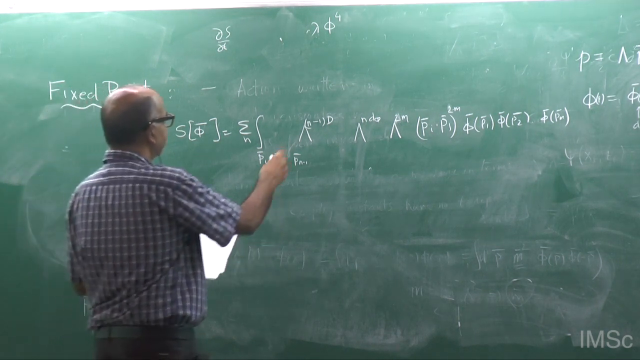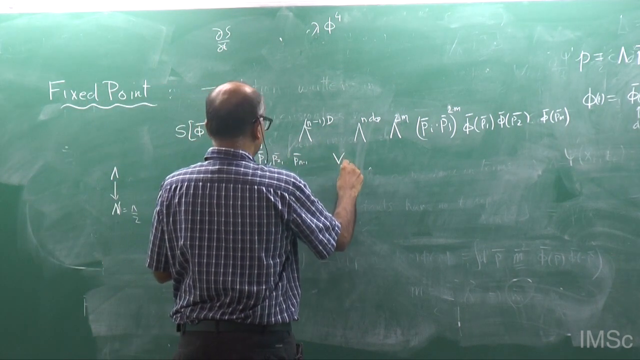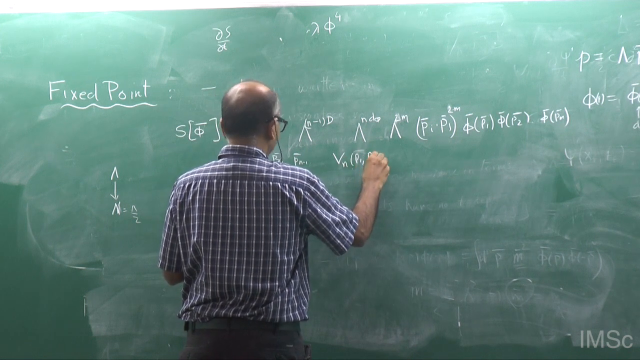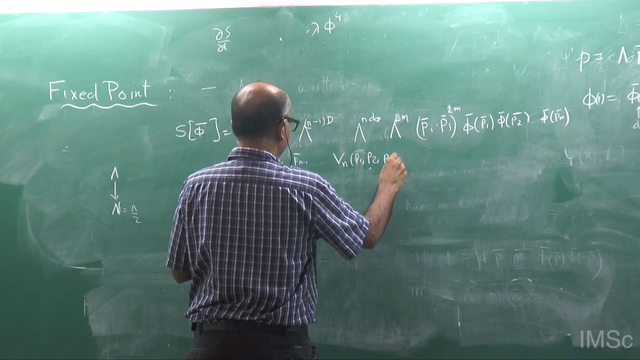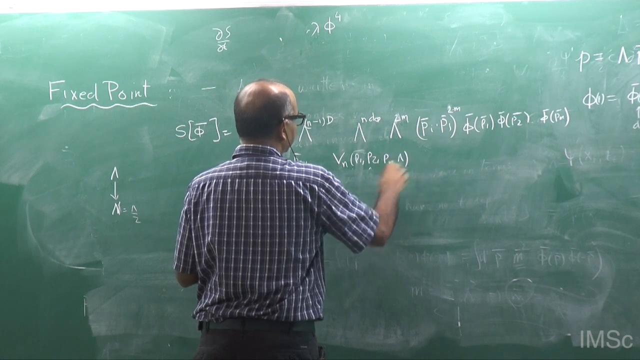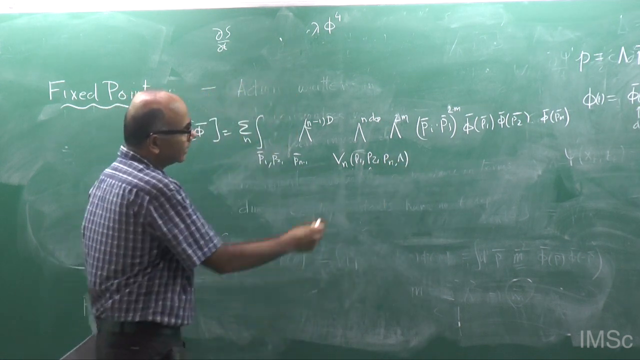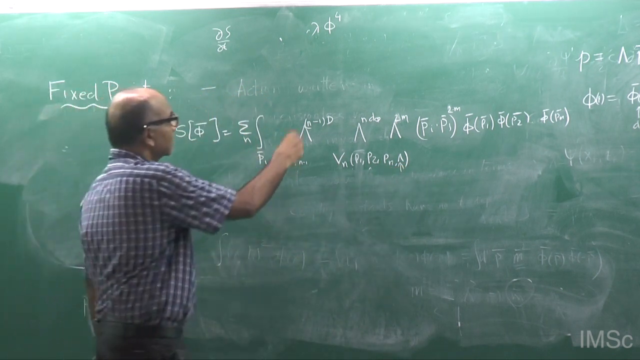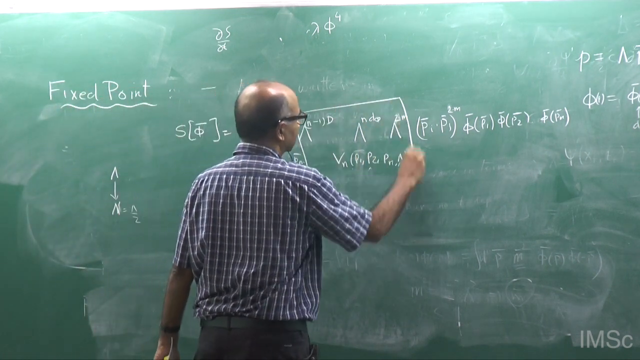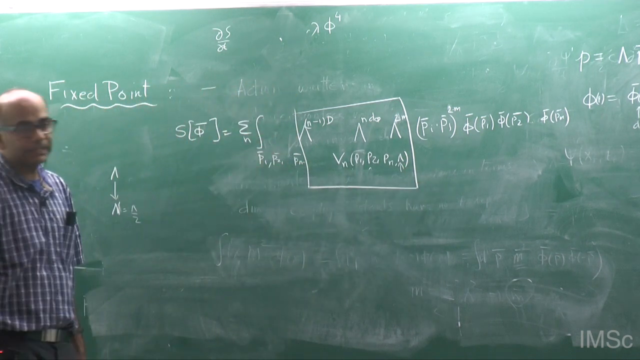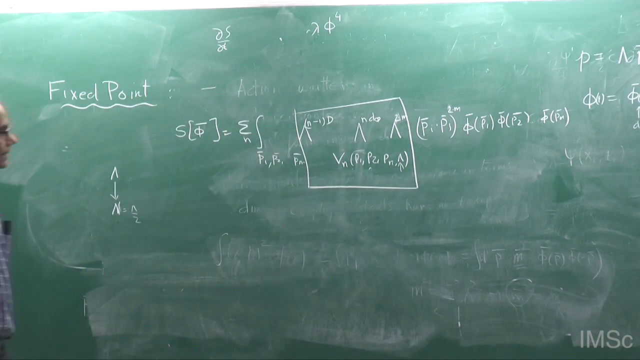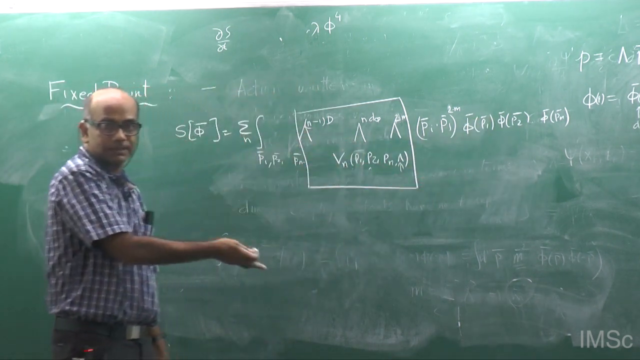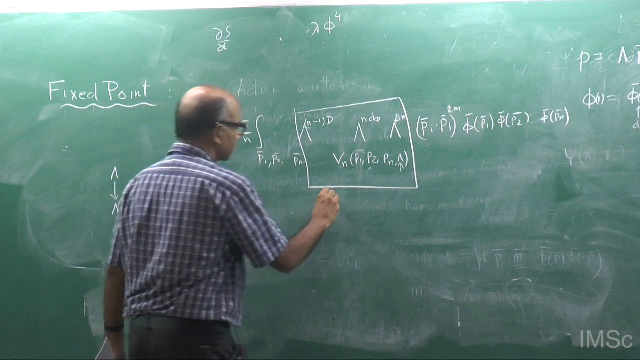And where's the v? The v is here. V n. So this V already has a lambda dependence due to the RG running, but this entire thing is a dimensionless number. Why is it dimensionless? Because everything else is dimensionless. So this better be dimensionless. Okay. So this is dimensionless.